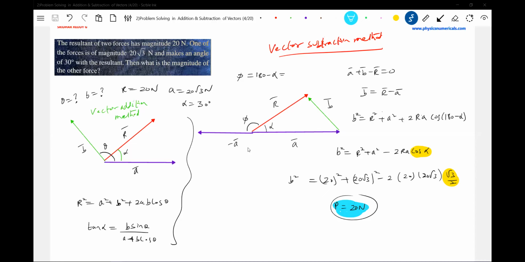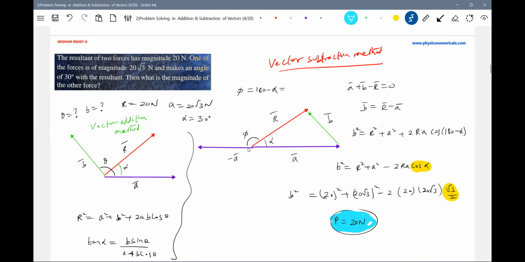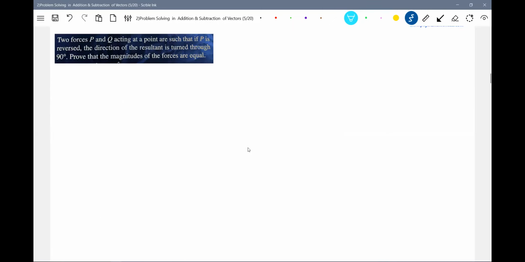Okay, now we'll take the next numerical. I'm just demonstrating how to solve various problems. Try to follow the method, is what the teacher is insisting here. Two forces P and Q act at a point such that when P is reversed, the direction of the resultant is turned through 90 degrees. Prove that the magnitudes of the forces are equal.